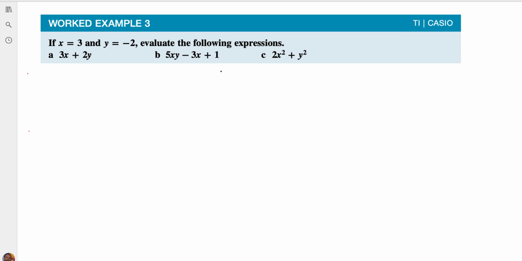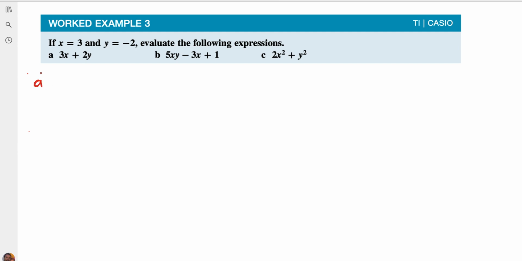I'm just going to focus here on how to do it by hand because you also need to develop that skill. But I recommend that for your homework, what you can do is do it by hand and then check with your CAS to see if you got the correct answer. And in that way, you're practicing both skills. Okay, so it says, if x is equal to 3 and y is equal to -2, evaluate the following expressions.